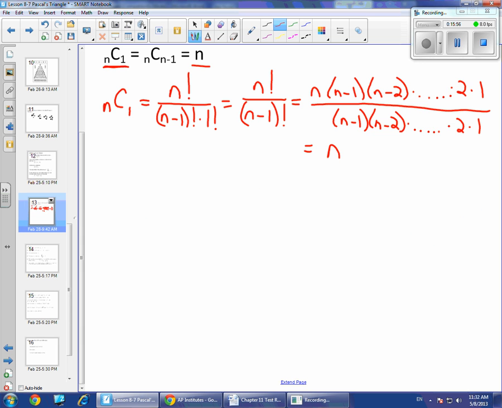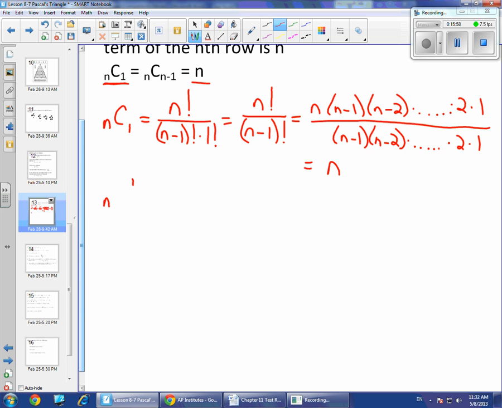But now I'm going to do the same thing for nC(n minus 1). So I'm going to go n factorial divided by (n minus (n minus 1)) factorial times (n minus 1) factorial. So I'm just using that definition.